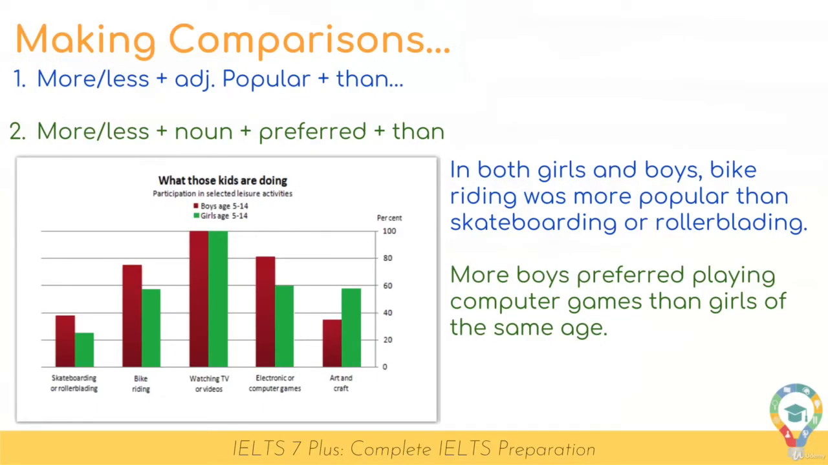So for number 1, I said, in both girls and boys, bike riding was more popular than skateboarding or rollerblading. And for the second sentence structure, more boys preferred playing computer games than girls of the same age. Now, there's lots of different information you could describe, so well done for trying that out. Now let's move on to our next section in this lesson.